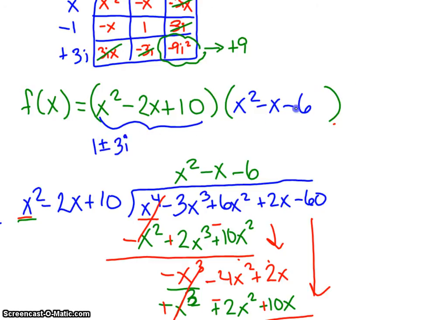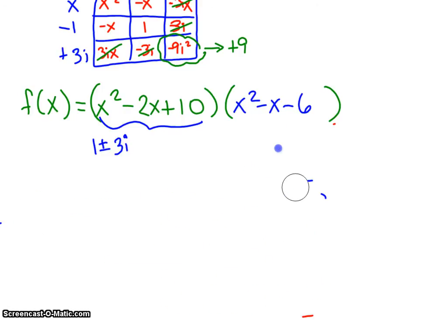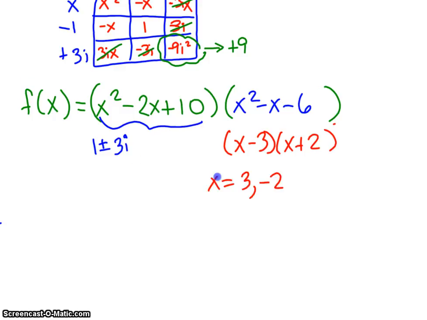Well, what are these factors? How can you break the x squared minus x minus 6 down? If you did the diamond method, you would get x minus 3, x plus 2. When you solve, you get 3 and negative 2, along with the already given 1 plus or minus 3i.